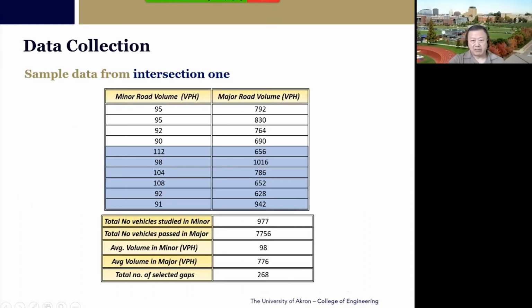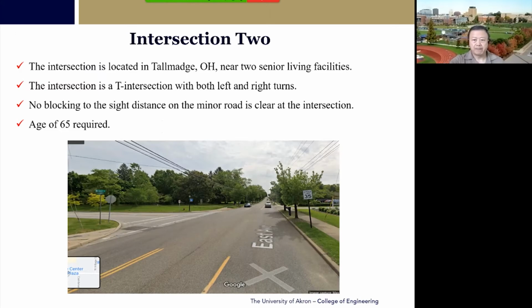Here is an example of the data at intersection 1. We did it several times, and roughly, the traffic volume is around 100 for the minor roads, but for the major roads, between 600 and 1,000, along with the number of gaps selected. So that gives us some base data to work on.